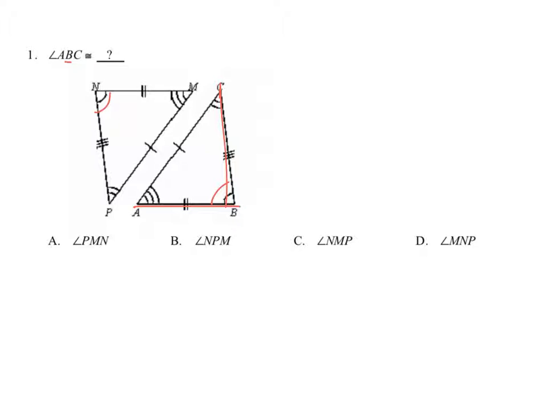And let's name it in order, because it's going from the one with 2 marks down to the one with 1 mark to the one with 3. Okay, so we want to go from the one with 2 marks down to the one with 1 mark to the one with 3. So we want to name it PNM, angle PNM.